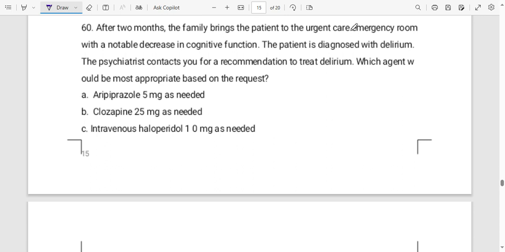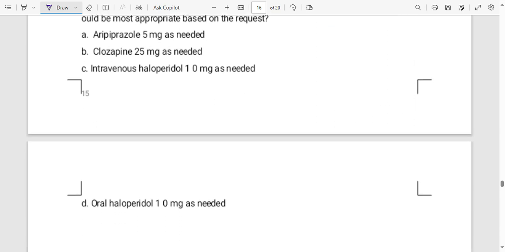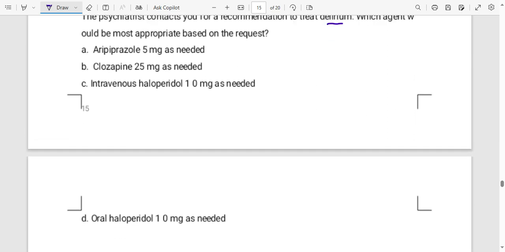After 2 months, the family brings the patient to the urgent care emergency room with a notable decrease in cognitive function. The patient is diagnosed with delirium. The psychiatrist contacts you for a recommendation to treat delirium. Which agent would be the most appropriate based on this request? Aripiprazole, clozapine, IV haloperidol, or oral haloperidol? So which antipsychotic would be the best to use for someone that has delirium?